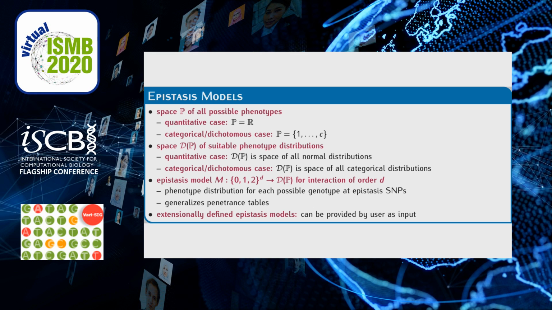An epistasis model for an interaction of order D is now simply a function M which maps a genotype vector of size D to a suitable phenotype distribution. This phenotype distribution is then used to generate the phenotypes. Hence, epistasis models generalize penetrance tables which are often used to model epistatic interactions. In EpiGEN, the user can provide extensionally defined epistasis models via ini files.